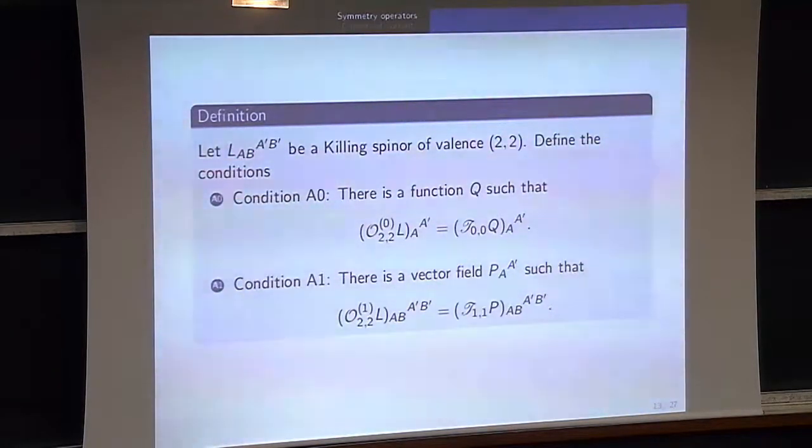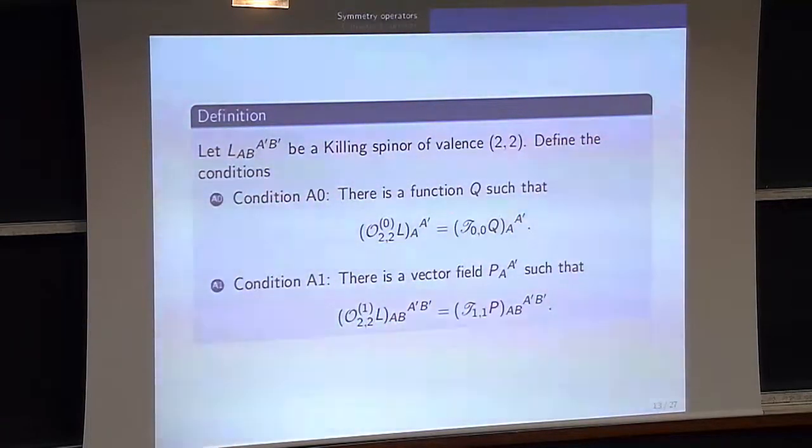Now when we have seen that we have such similarities between all the cases, we can actually formulate now two conditions. Of course, we have a condition that we should have a valence 2 killing spinor. But if we do have that, that might not be enough. So we have this condition A0 and A1.